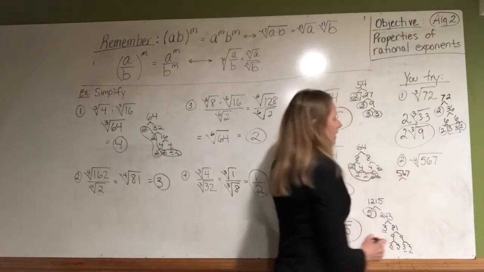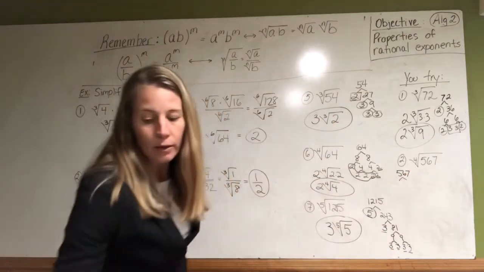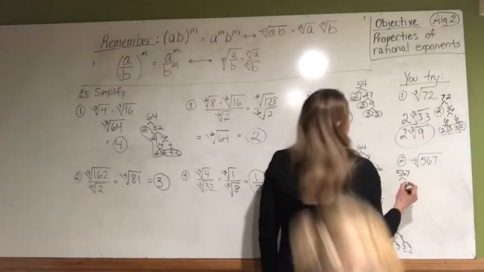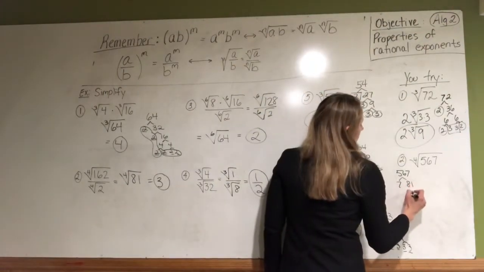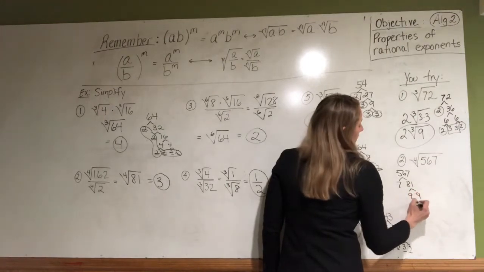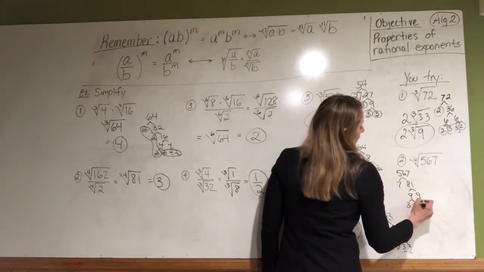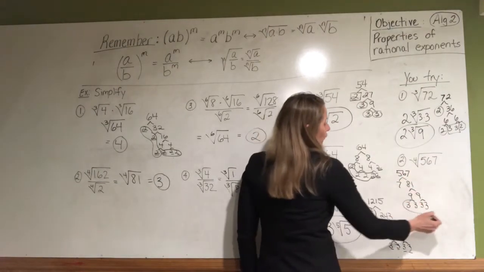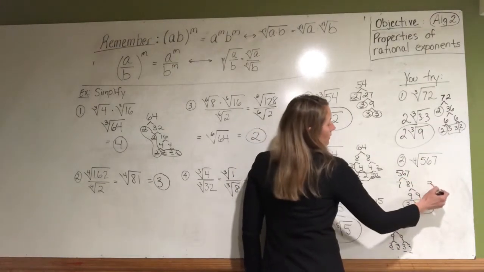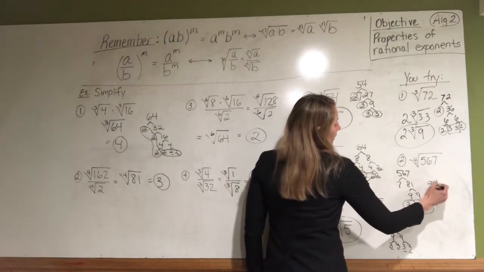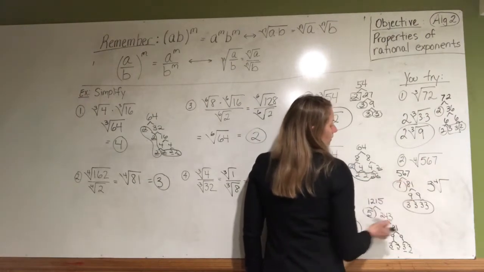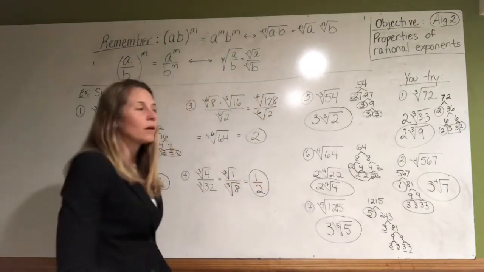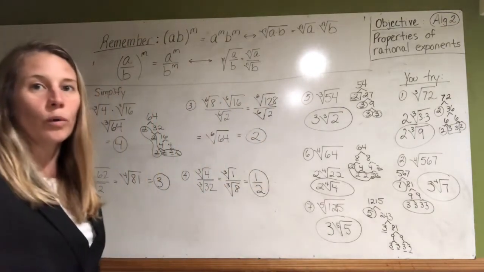So you want to break that down however you'd like. I think I broke it down into 7 and 81. 81, of course, is 9 and 9, 3 and 3. So again, we need a group of 4. We have 4 3's, so I get to take out the 3. And then that one extra 7 stays inside, and that's your answer for that one. And that's how you're going to work with the radicals.